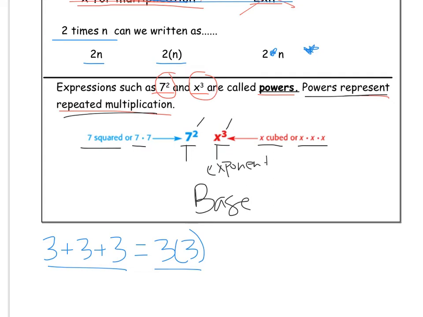I sometimes like to show this as a capital B and a little e. Okay, so the exponent tells you how many times you're multiplying the base by itself. That's what a power is.